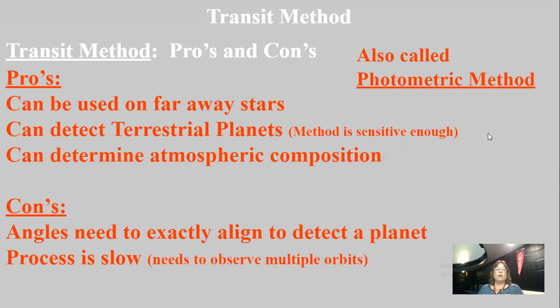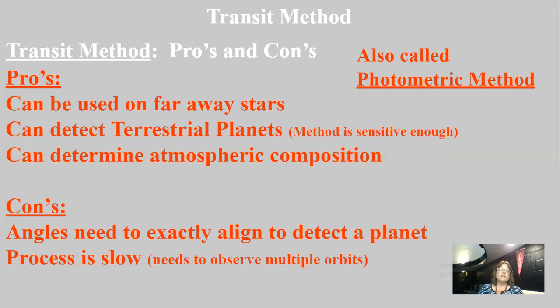All right, so what are the pros and cons of the transit method? The pros are that this can work on faraway stars. Our instruments are sensitive enough to detect dimming at great distances. We can also detect terrestrial planets. The method is sensitive enough to see the dimming that a terrestrial planet would cause. And remember, a terrestrial planet is a planet like Earth. It could be anything from Mercury size to 10 times the size of Earth.